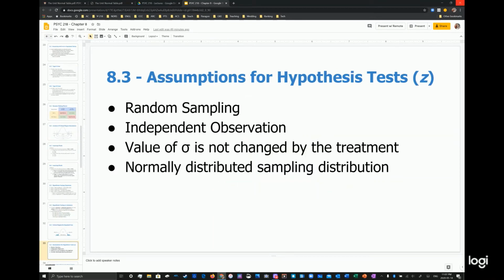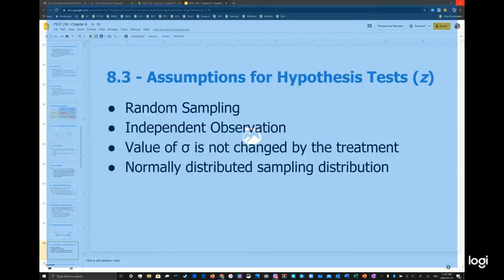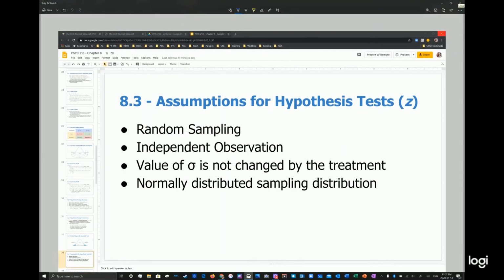There are other assumptions you want to make when you do your hypothesis testing as well. Because we're working with our sampling distribution, the first assumption is that the sample is randomly selected. And if there was a treatment group, then the treatment group is randomly assigned. Random here means that each person from the population has an equal chance of being selected. That's very important. We want the sample to be representative of the population as much as we can.